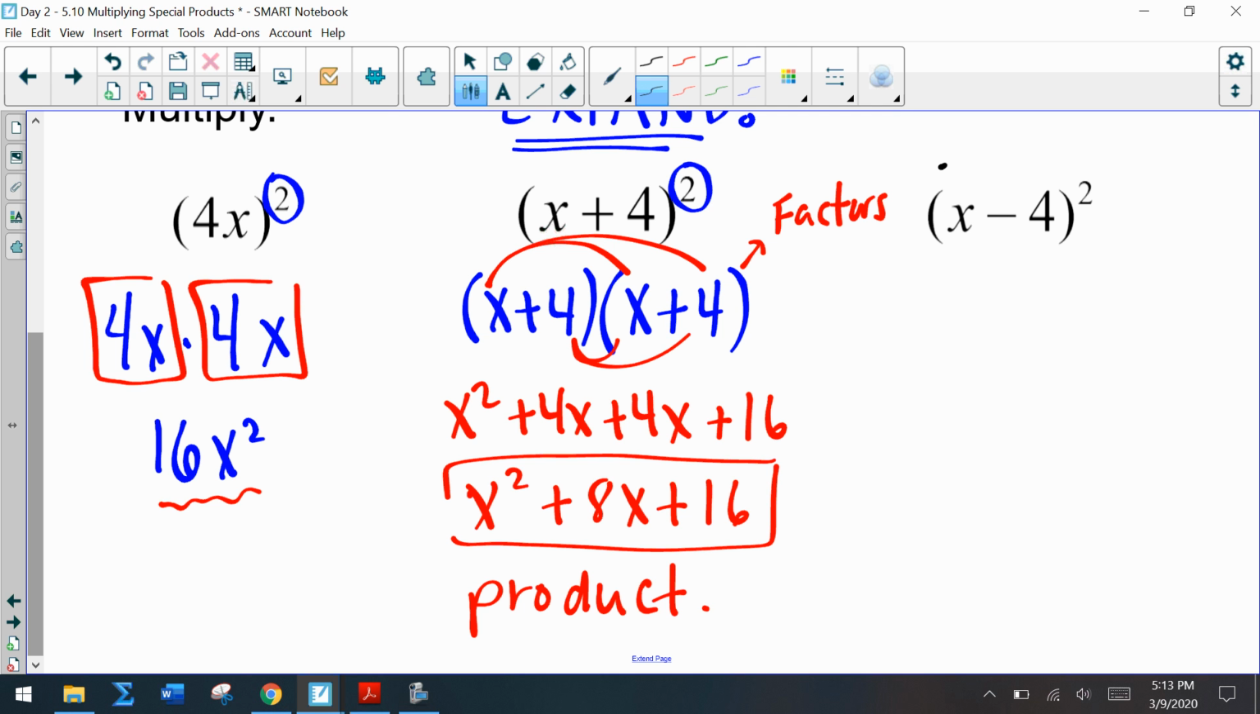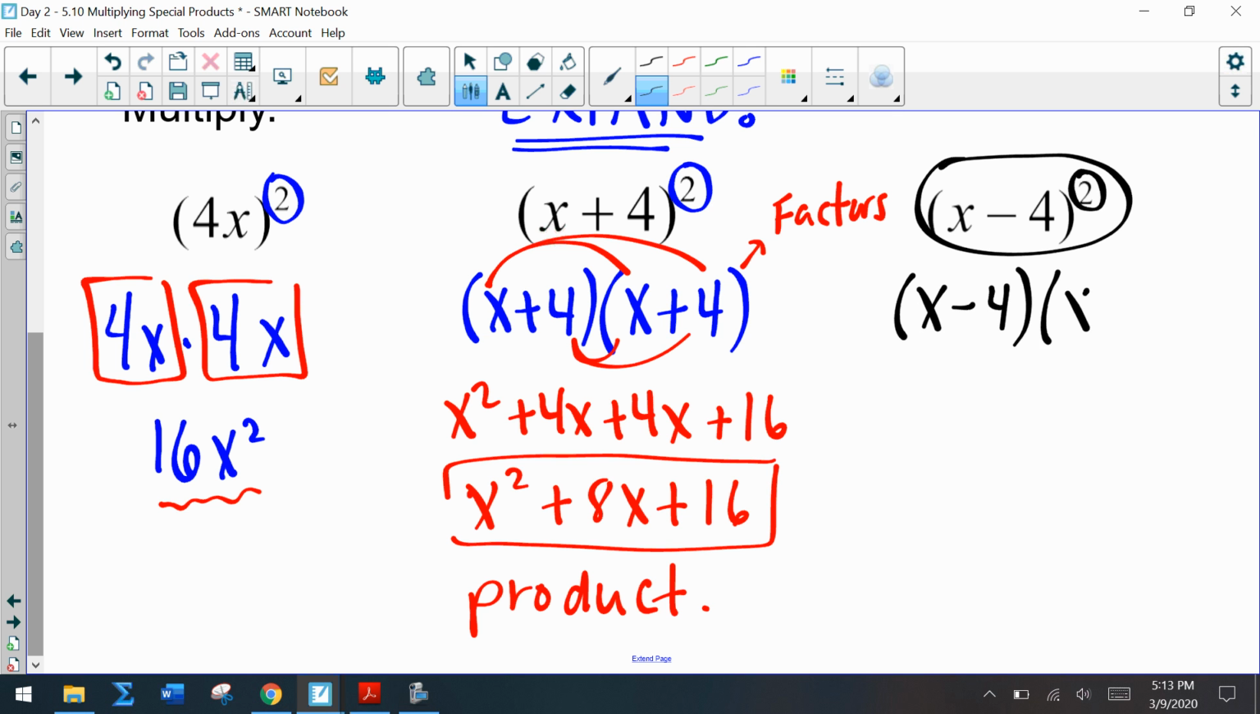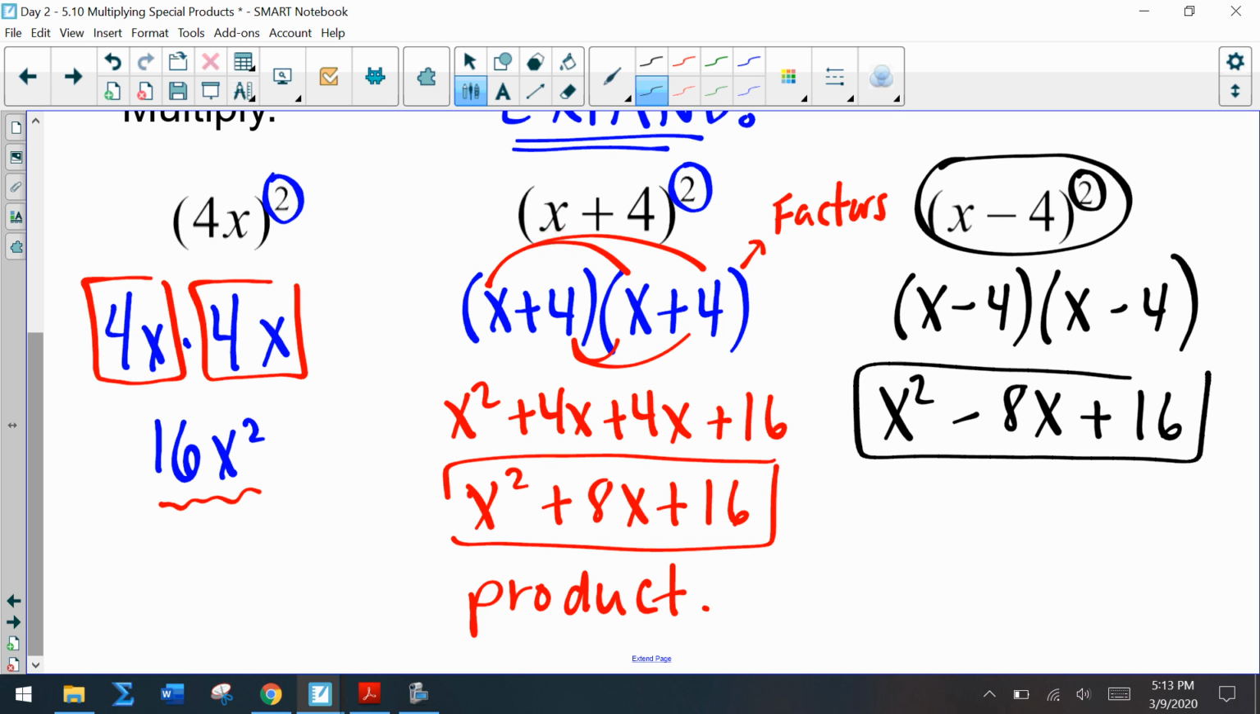So for this last one, what do you suspect we have to do? If you see the x minus 4 being squared, and if you said expand, you are correct. So why don't you pause and multiply that? So when you answer this, we get x squared minus 8x plus 16. Again, we have a product, so these are products. And these are factors.